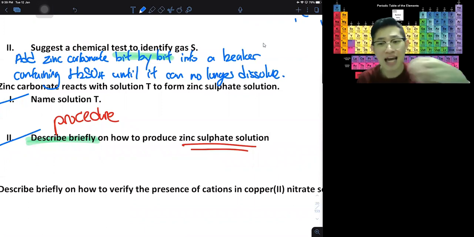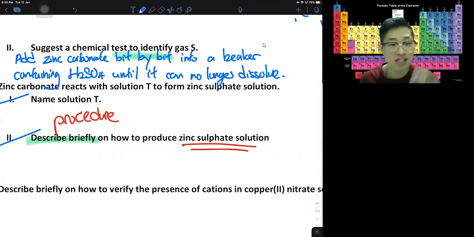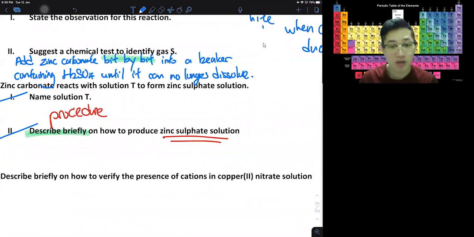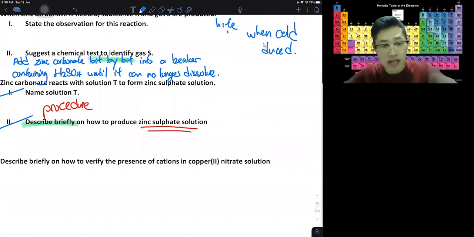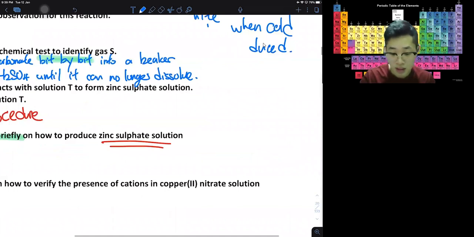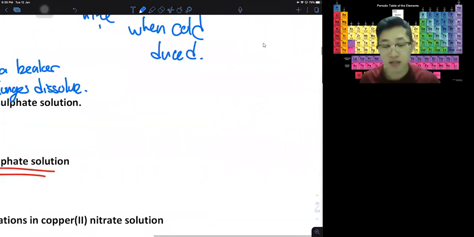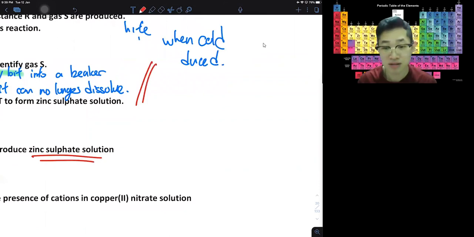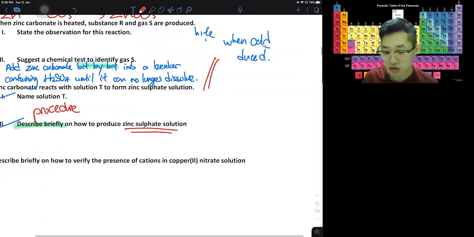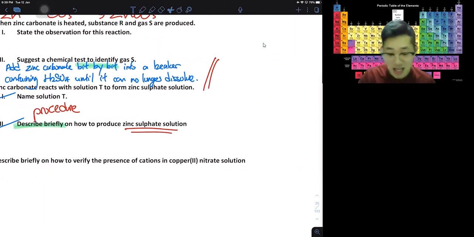That means you will add until the zinc carbonate cannot dissolve. And then what do you do? Now there is excess zinc carbonate already. Got extra, cannot dissolve already. What do we do? Isabel, what do we do next? Got extra zinc carbonate now, in the solution. Yes, very good.